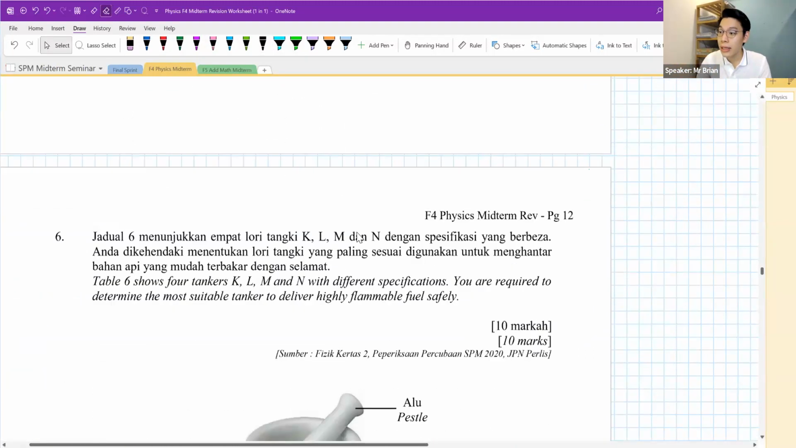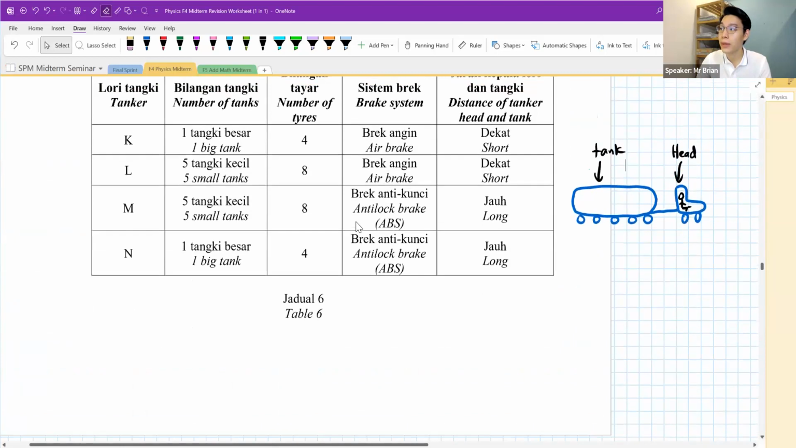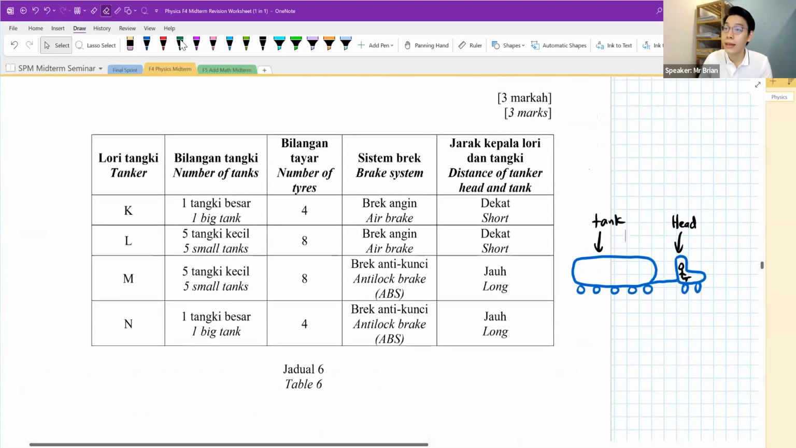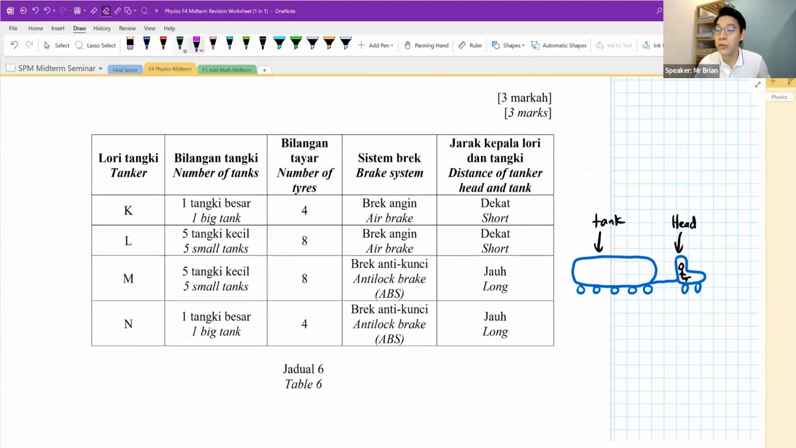They ask us to design the most suitable tanker. First of all, we look at how many tanks we want. Do we just want one huge tank, or do we want smaller tanks? I hope you have in mind that we want smaller tanks.